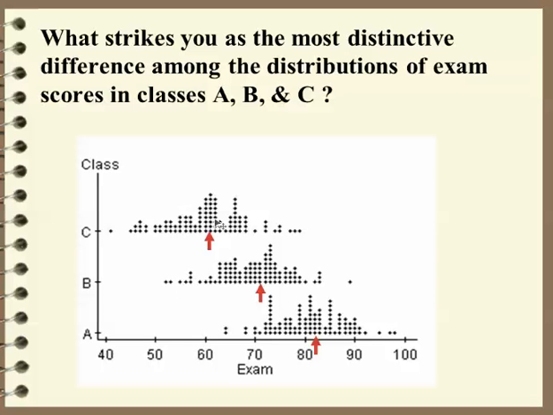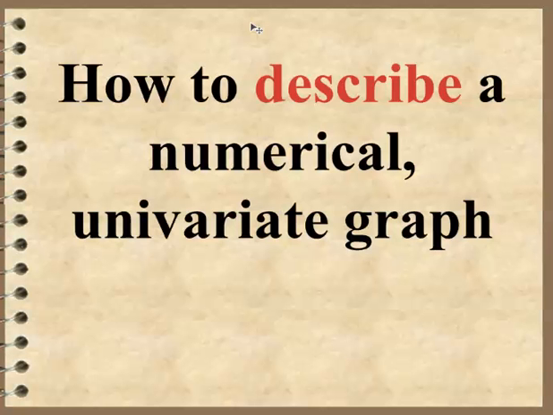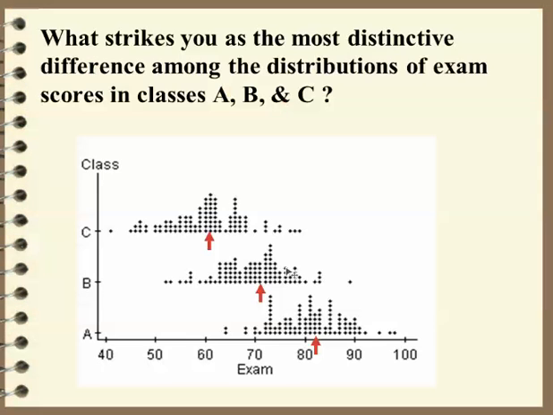So, looking at what you see here, I see three tests, A, B, and C, okay? And they're asking you here, what strikes you as the most distinctive difference between these three? And I'm hoping that you notice that in these histograms, the center is in different locations on all three of those graphs.